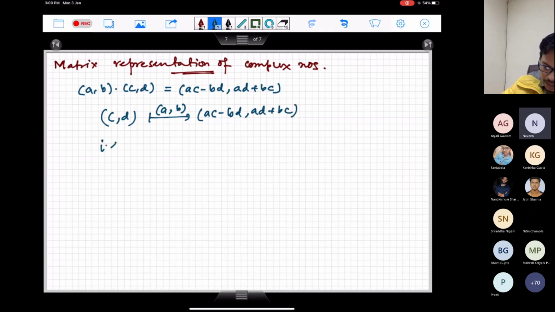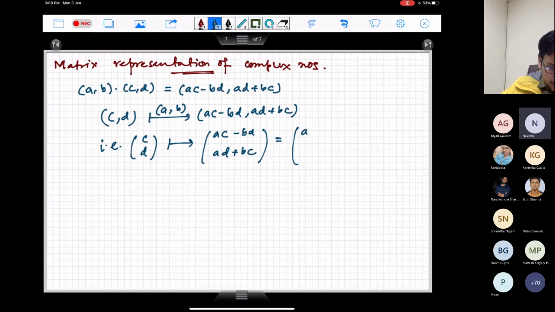Okay, so I want to write this in terms of columns. So the column (c, d) is going to the column (ac minus bd, ad plus bc). And lo and behold, look at this one. I can write this column as the matrix (a, minus b; b, a) times the column (c, d). So this multiplication by (a, b), which we were writing in pairs, in a row, if I write in terms of columns, as I said I'm going to do this matrix representation, then the column (c, d) goes to (ac minus bd, ad plus bc), and this is nothing but the matrix (a, minus b; b, a) multiplied with the column (c, d).